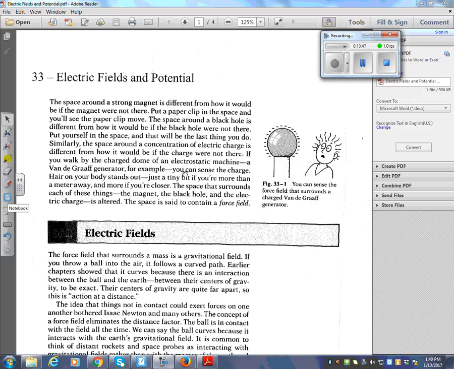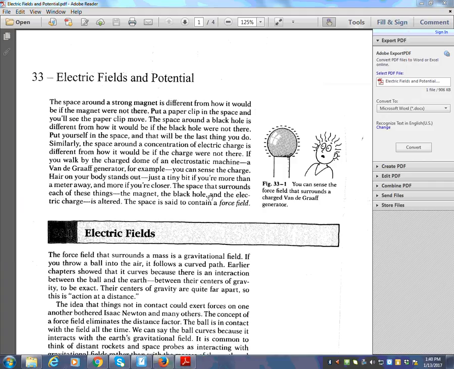You can sense the charge. Hair on your body stands out, some of you more than others, depending on your hairstyle. Just a tiny bit if you're more than a meter away, and more if you're closer. In fact, the closer you get to it, the stronger the electric field. Right? Much like gravity. The space that surrounds each of these, the magnet, the black hole, and the electric charge is altered. The space is said to contain a force field.